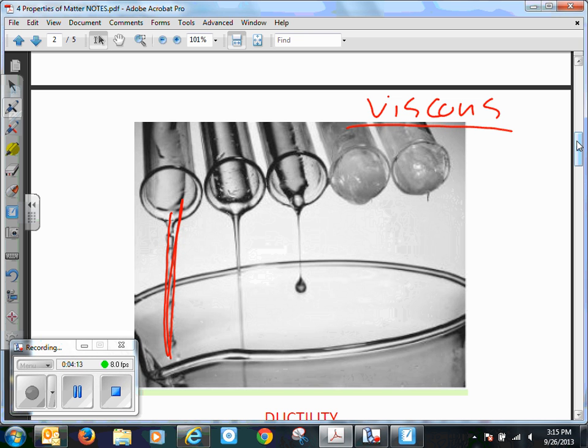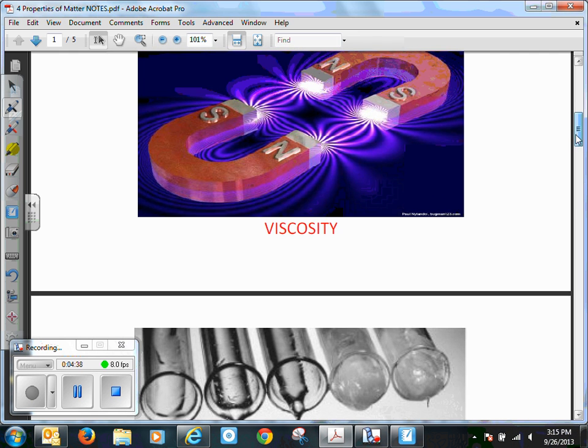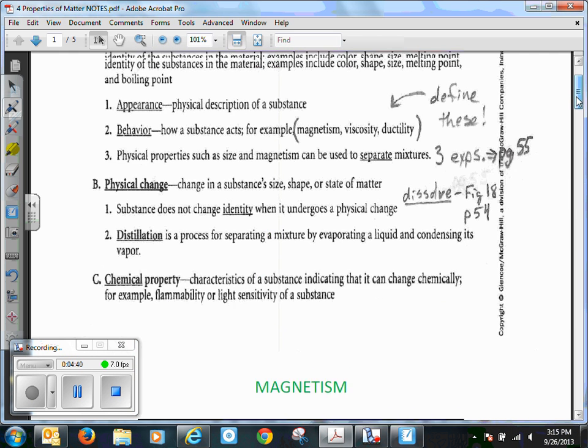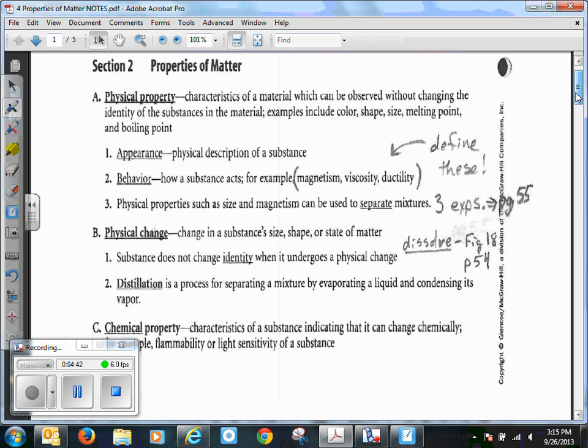So this one here is a little more viscous. This one you can see is starting to clump together. That'd be more viscous. If that falls out, it's going to fall out in big chunks. And if this falls out, it's probably going to fall out all in one thing. So viscosity is kind of how thick it is, how much it is attracted to itself. That's a physical property that we can use to distinguish between different substances.